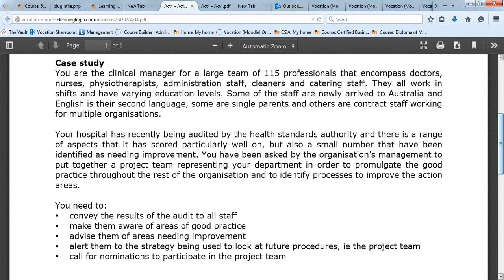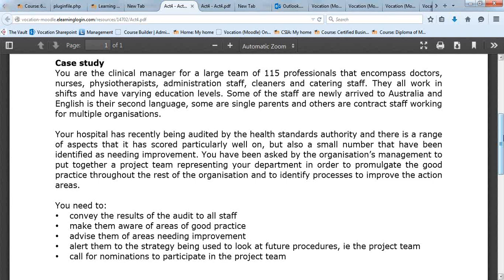So the last thing, these are the five little dot points. Convey the results of the audit to all staff. This is what you need to do. Make them aware of areas of good practice. Advise them of areas needing improvement. It's actually important that you put both of those in there. Alert them to the strategy being used to look at future procedures, i.e. the project team, and call for nominations to participate in the project team as well. So these are the five things which you'll be needing to do.